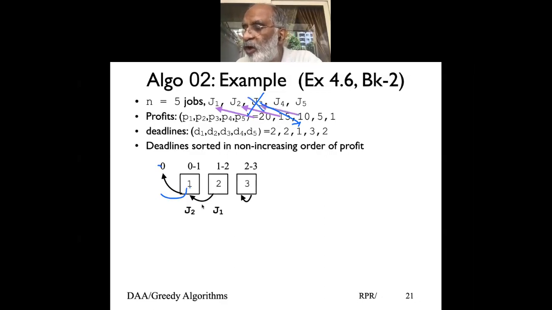Now look at the next job, J4. J4 has a deadline of 3 with a profit of 10. So we look at 3. 3 is empty, pointing to itself. So we schedule job J4 here.